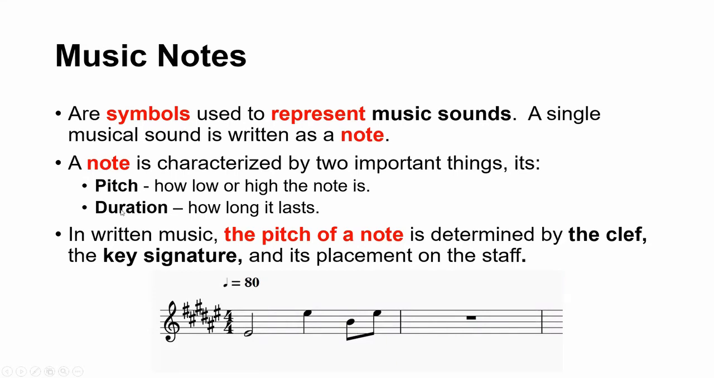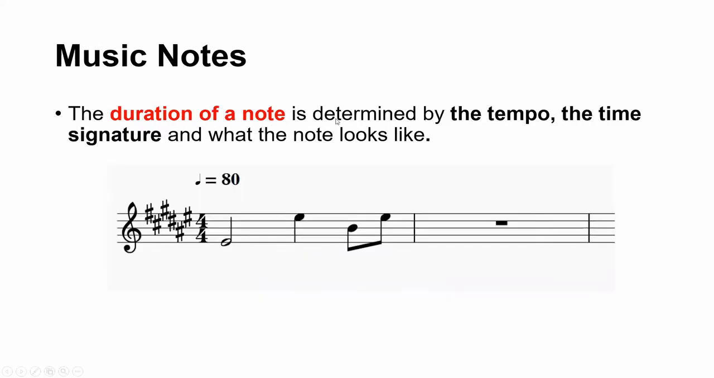Now, the second part of what describes a note is the duration. The duration will tell you how long this note lasts in terms of time. So that as you're singing, you know how long you hold that note. Do you hold it for a very long time, or for a very short time? That is what we call the duration of the note. The duration of the note is determined by the tempo.